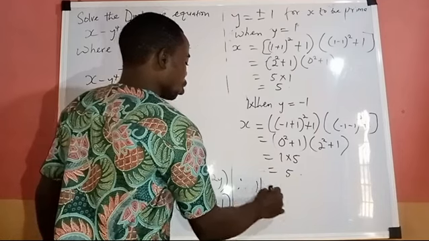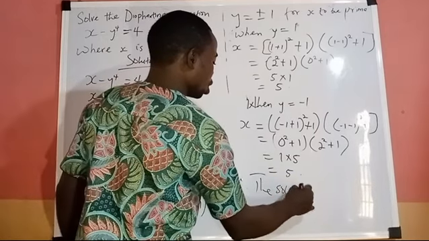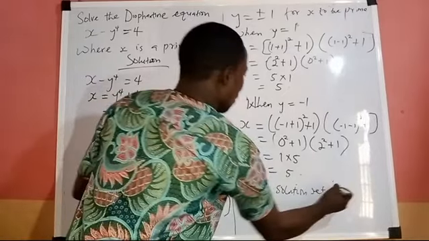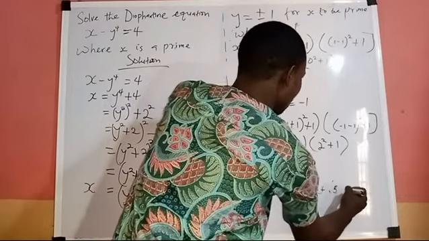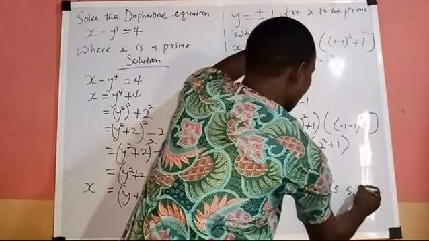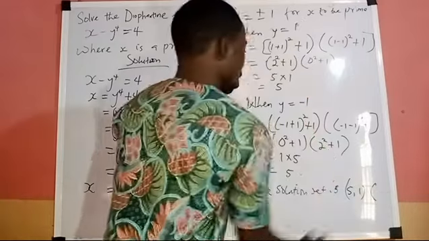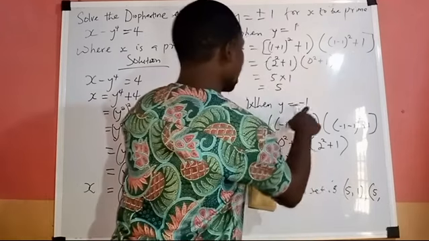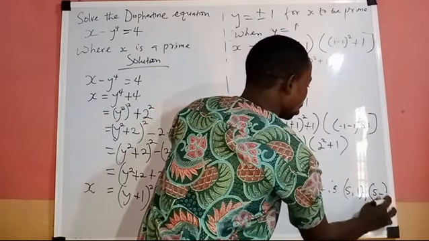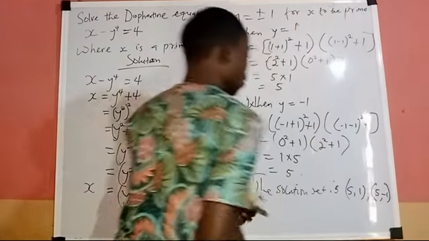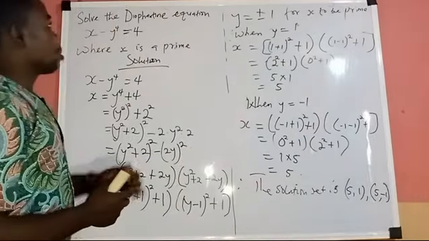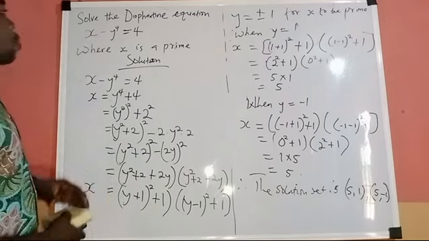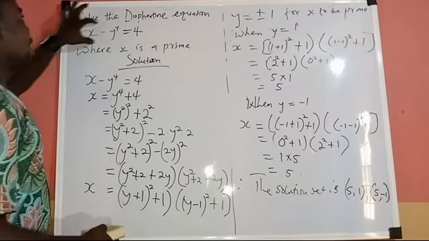Therefore the solution set is, so for when our x is equal to 5, we have 5 comma 1, our y is 1, and then when our x is equal to 5 again, our y is equal to minus 1. So this is going to be the solution for this Diophantine problem right here. You can actually take any of them and put here. You are going to be having that it is going to satisfy this equation right here.